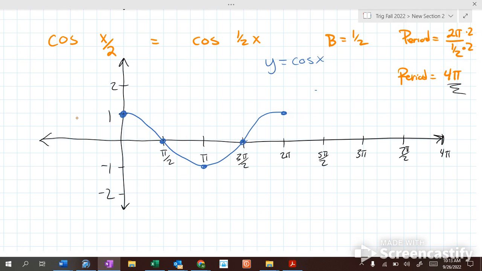Since it's 1/2 of x, everything is basically twice as far away from the y-axis. So this one does not move. Pi over 2 goes twice as far away. So instead of being 3 away, it goes 6 away. Pi is 6 away, so instead of going 6 away, it's 12 away. 3 pi over 2, it was 9 away, so instead of going 9 away, we're 18 away. And then this was 12 away, so we're 24 away. So it is stretched out.